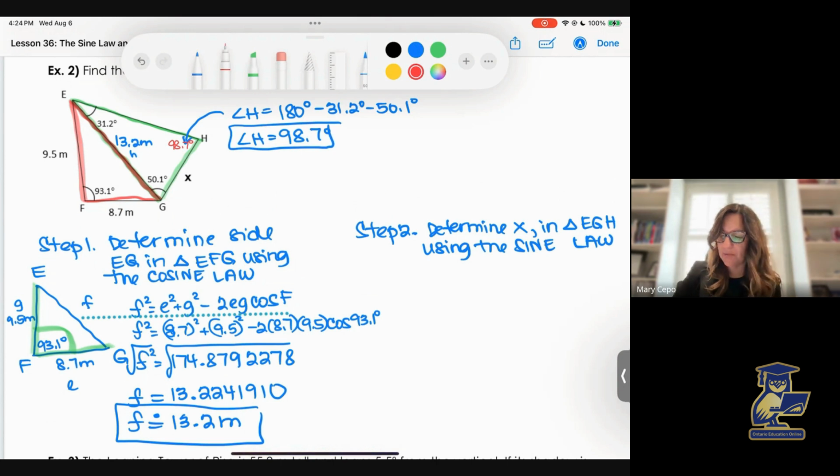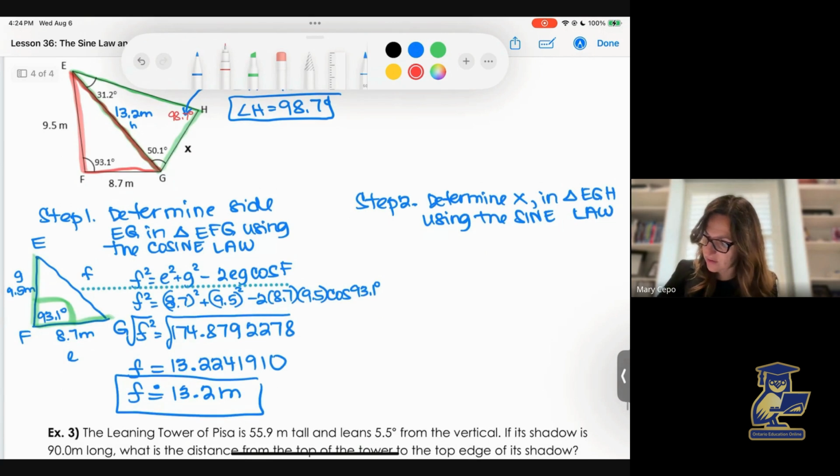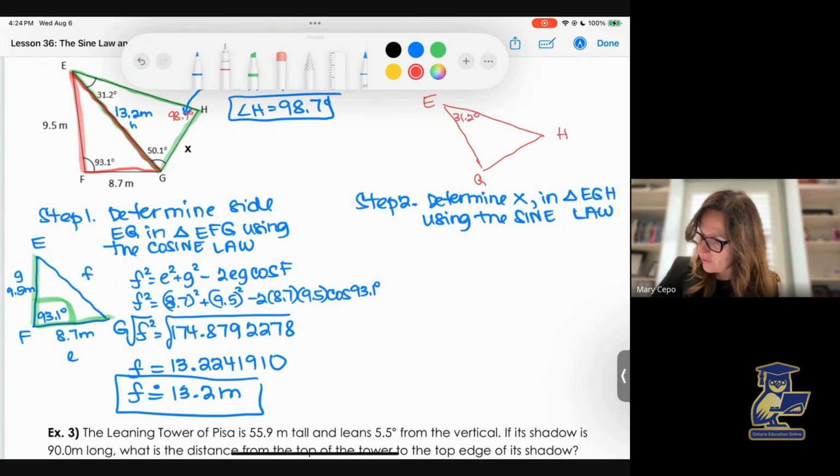Okay, so with that in mind, we now have all three angles and the sides. So let's take that apart. And we have this triangle, which is H, G, and E. This is 31.2 degrees, 50.1 degrees, 98.7 degrees. This is X. This is 13.2 meters, and that'll allow us to solve. So let's label again, little g, little h, little e.